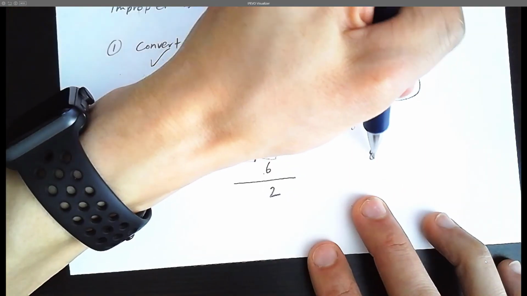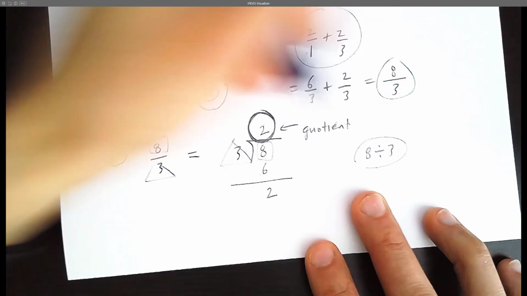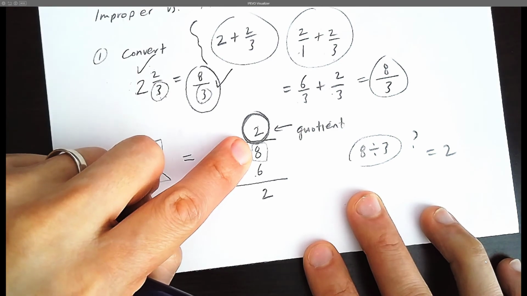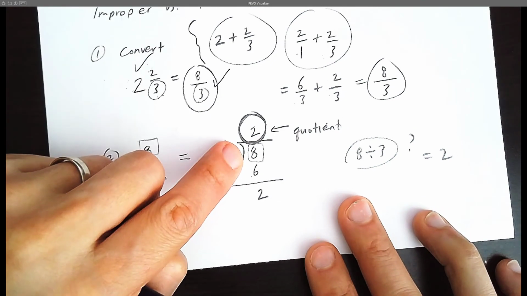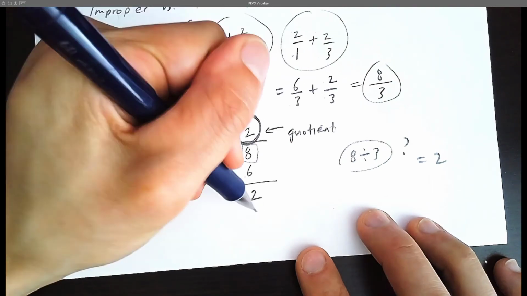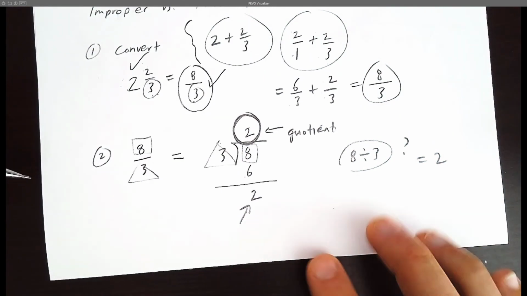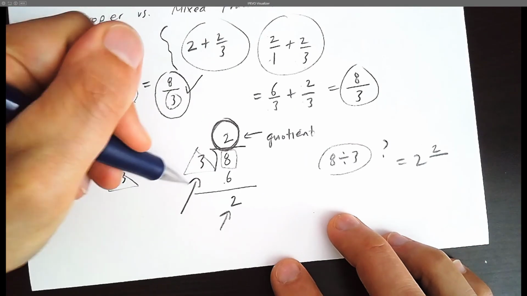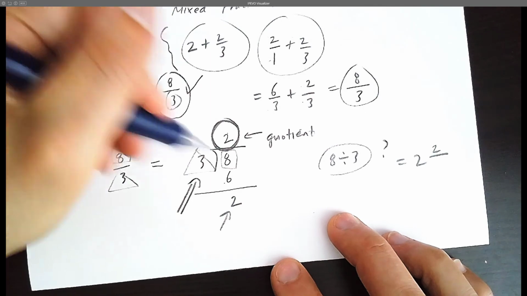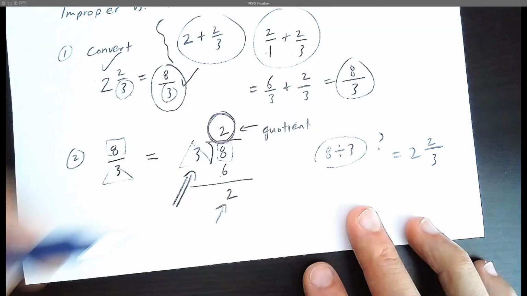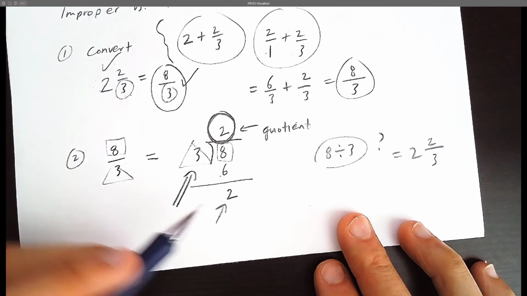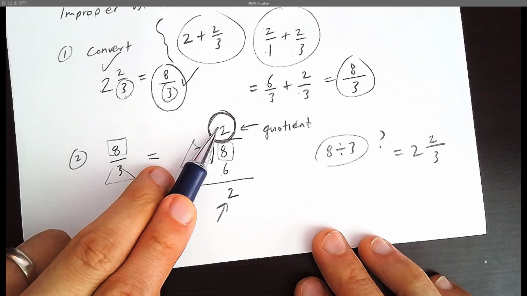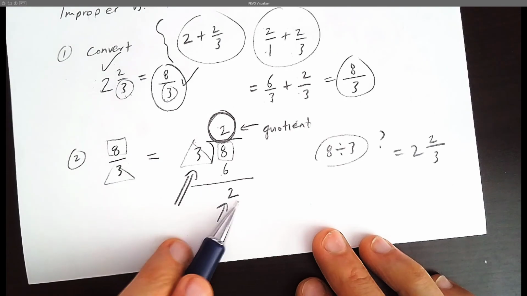So what is 8 divided by 3? Question mark? The answer is 2. Right there. But we're not quite done yet. It's going to be 2, and it's going to be this number here, which is the remainder, over this number here, which we're going to call the divisor. So the final answer, 8 divided by 3, is going to be 2 and 2/3, which also means 2 plus 2/3. So the quotient and the remainder over the divisor.